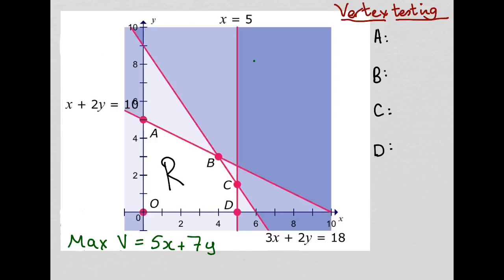I've never seen one which is dotted. However, I wouldn't put it past the examiners to do something like that. So just be on the lookout. If it's dotted, you obviously can't have a solution on that line.